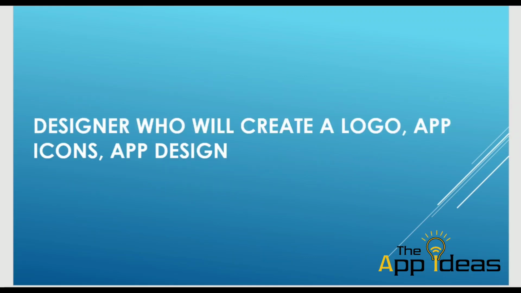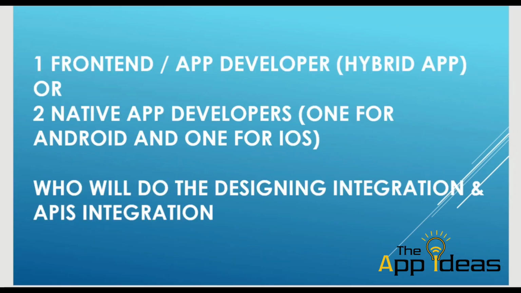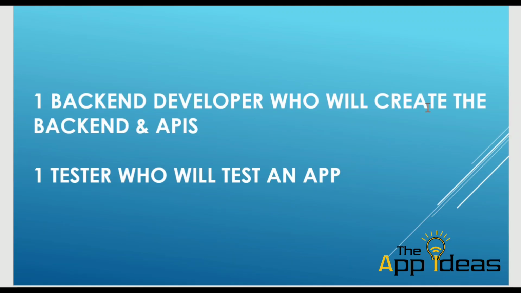The designer will create a logo, app design, icons, those things. Then the front end or app developer. If it's a hybrid app, you need just one developer. If it's a native application, then you need two developers, one for Android, one for iOS. Now, what will the app developer do? The app developer will be doing the design integration and API integrations. The backend developer will create the backend and APIs, and the tester will test the application.